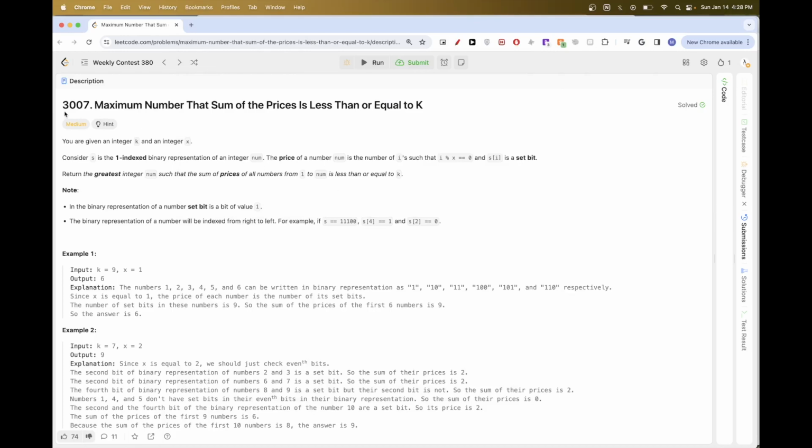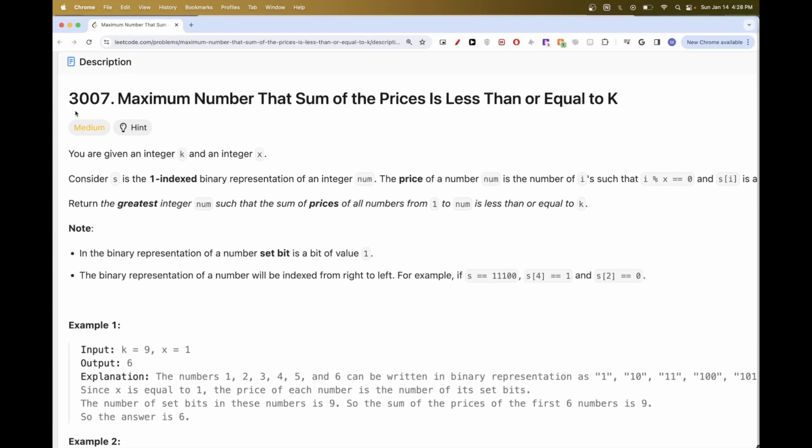Hello, so today we are going to do this problem, which is part of this week's LeetCode weekly contest, and this is problem number 3: Maximum number that sum of the prices is less than or equal to k. So essentially we have two parameters here, k and x. And we consider s being the one-indexed binary representation of a number.